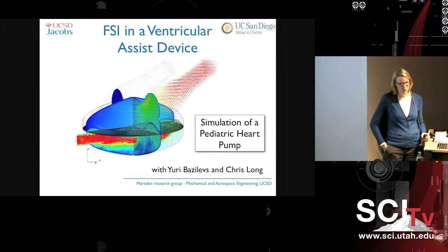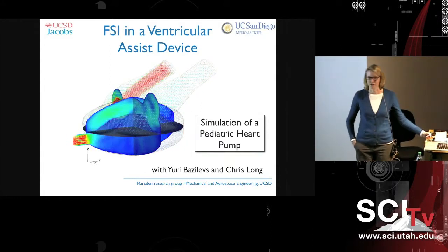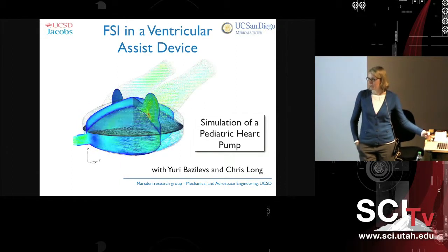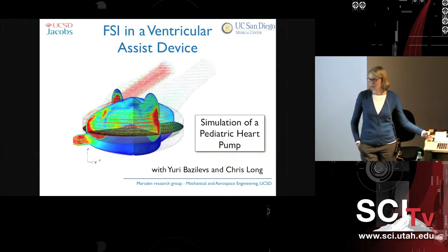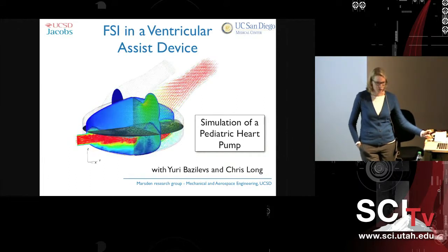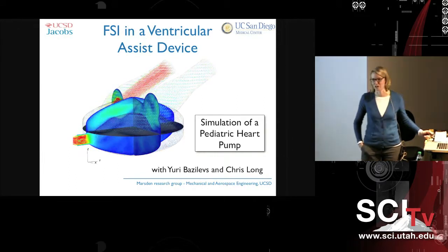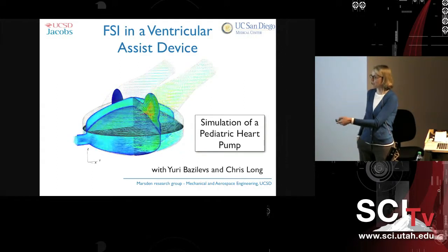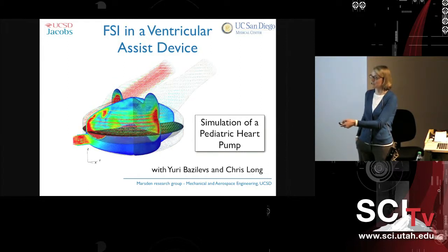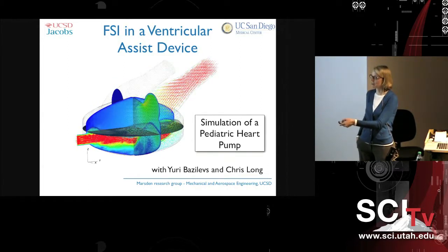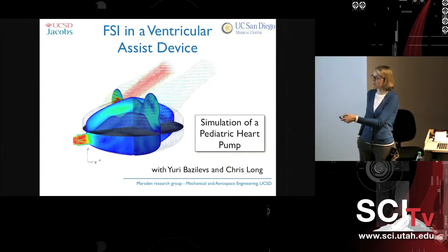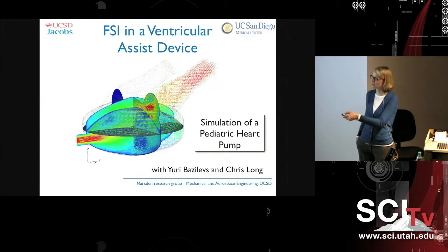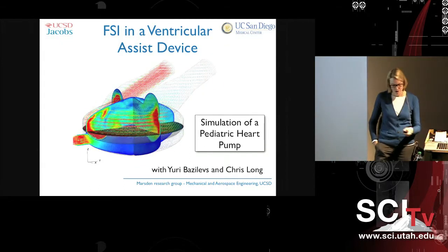We've done also some work in FSI in the context of devices. So this is a fully coupled simulation of a pediatric ventricular assist device. And this is similar to the Berlin Heart, which is actually the only FDA-approved VAD pump. In this device, we have an air chamber on the bottom. This is a pneumatically driven device. So the air chamber gets pressurized. It moves this membrane up and down and pushes blood flow through the device. So this is a displacement pump.